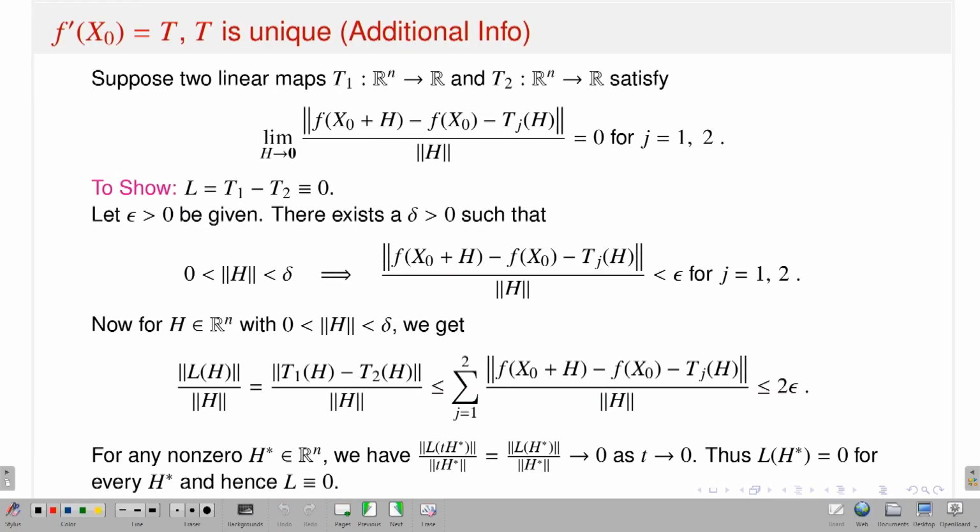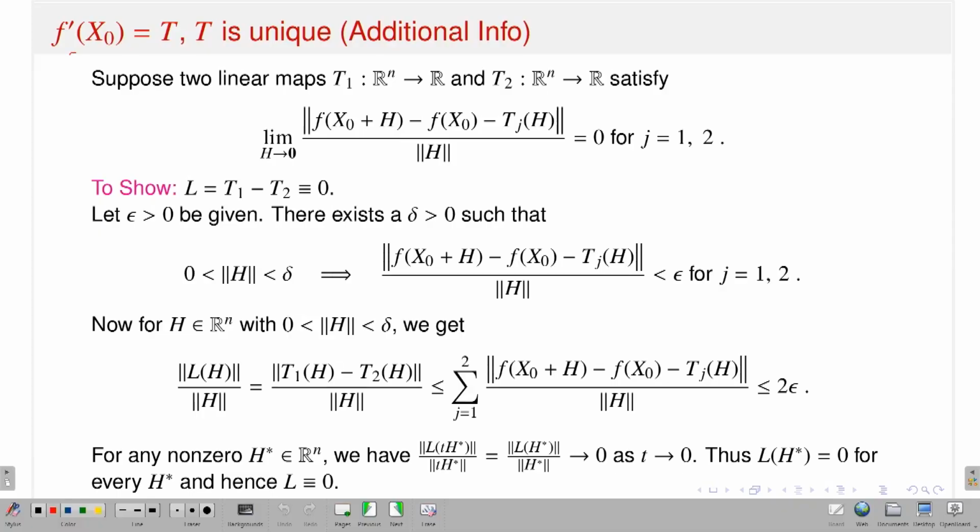Okay, so as I said, if the derivative exists, whether it is unique or not, the answer is yes. The derivative at the point x naught is T and T is unique. I am writing this addition as well. That is the case.